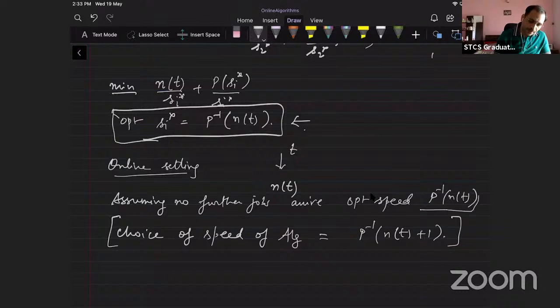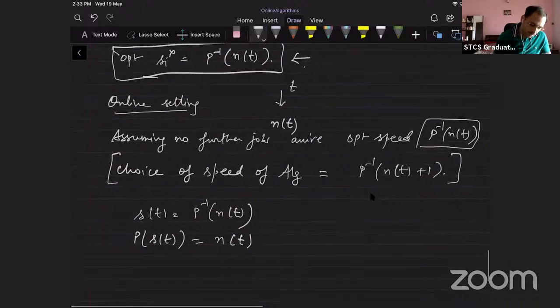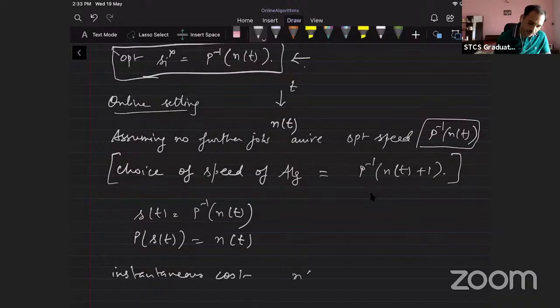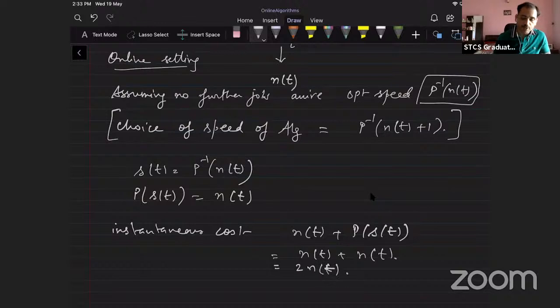There is another way of interpreting this choice of P inverse of N of T. Suppose S of T is P inverse of N of T. Then what is P of S of T? P of S of T is simply N of T. So the instantaneous cost is nothing but N of T plus P of S of T, which is equal to N of T plus N of T. So this choice also balances the two costs which contribute to the overall cost of an algorithm. At any point of time, the instantaneous cost is nothing but 2 times N of T for the algorithm. So that's another way of looking at the speed choice.